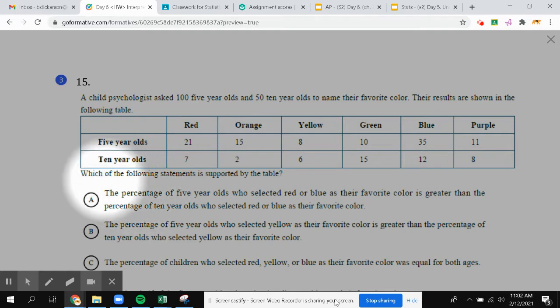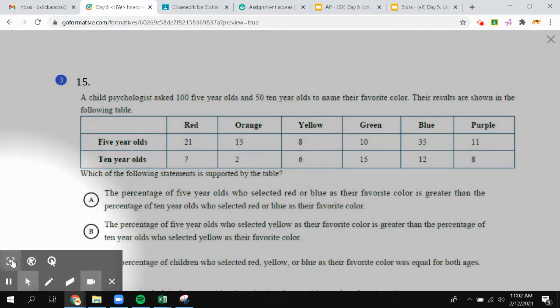So let's take a look at the first answer choice. Remember, in these types of problems, you want to go through each answer choice to make sure you get the right one. And we're looking for the one that's true, right? What is supported by the table? That means which one is true. So let's start with answer choice A.